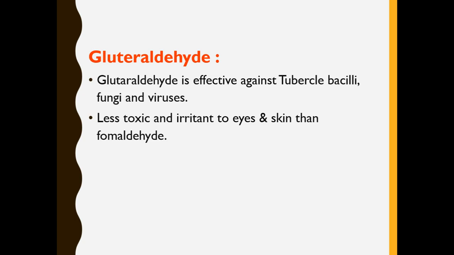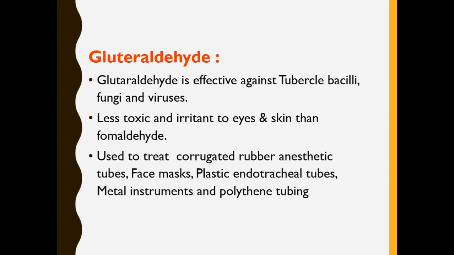This is also one of the advantages over formaldehyde, that is, less toxicity. It is less irritant to the eyes as well as to the skin as compared to formaldehyde, and it is used to treat corrugated rubber anesthetic tubes, face masks, plastic endotracheal tubes, metal instruments, and polythene tubings. Particularly, it is useful mainly in the hospital, because these uses for rubber anesthetic tubes and face masks are all in the hospital.